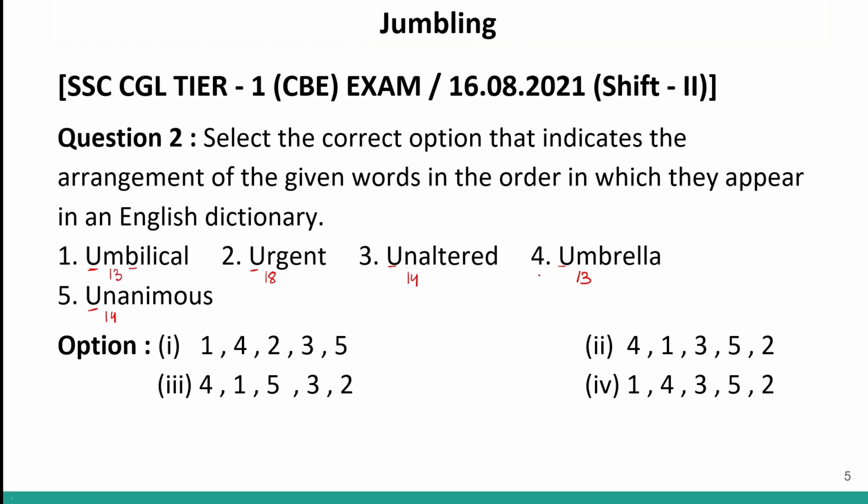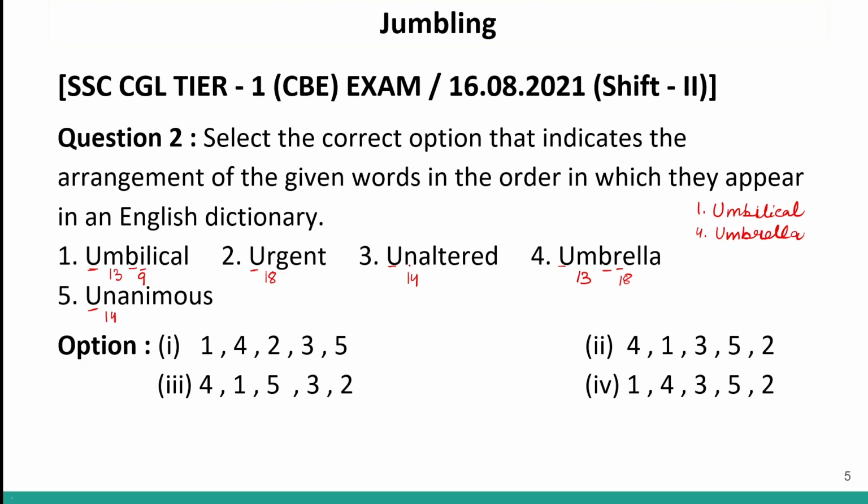So now the next letter is same in both. Correct? B, B. Move on to the next letter. So next letter is I. I is 9. And over here R. R is 18. So definitely 13 9 will come before 13 18. So the first word will be umbilical. The second word will be umbrella.